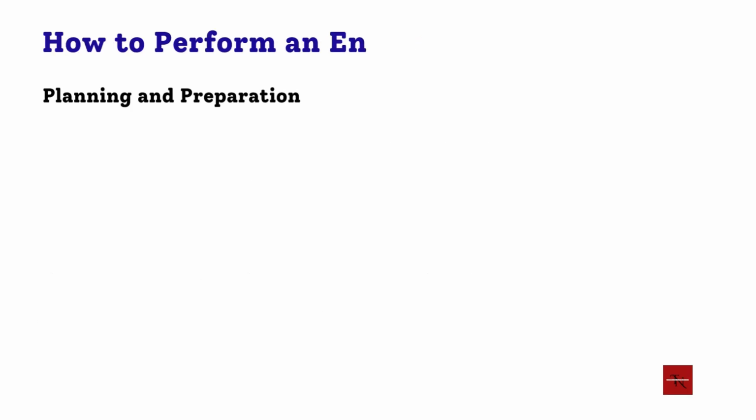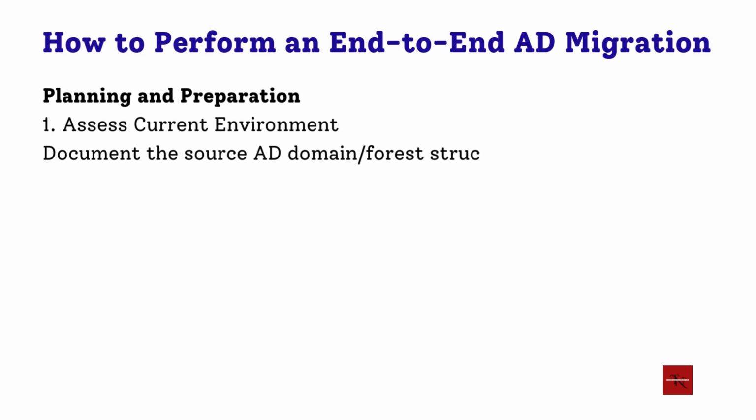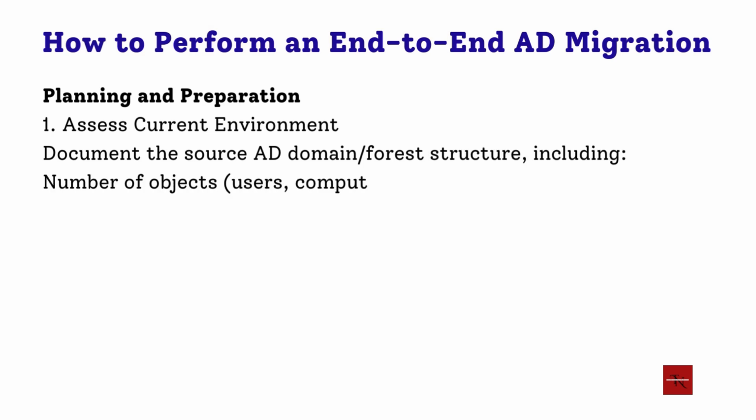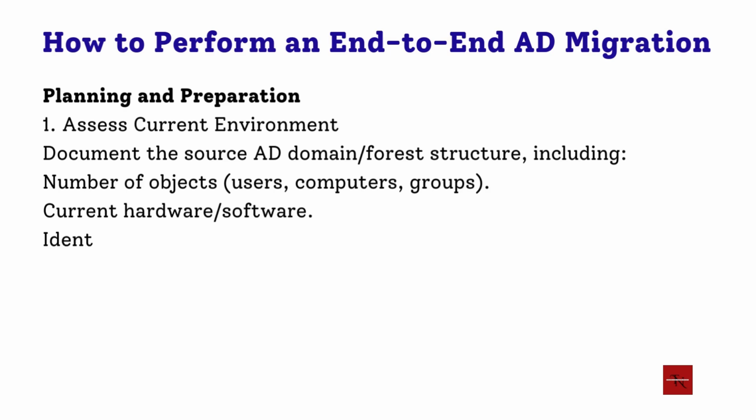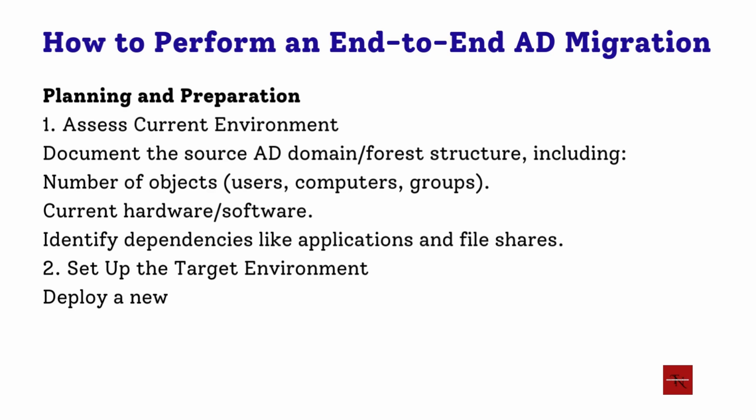How to perform an end-to-end Active Directory migration? Number one, planning and preparation. Assess the current environment. Document the source Active Directory domain or forest structure, including the number of objects, users, computers, groups, and current hardware and software configuration. Identify dependencies like applications and file shares.